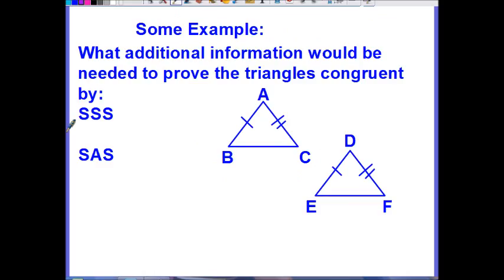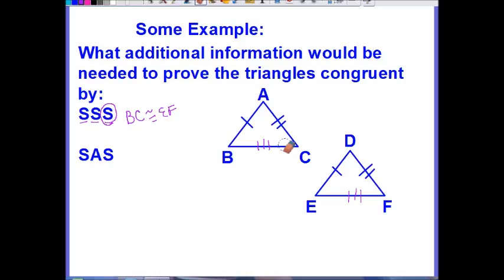So here's some examples. For our first set of examples, we want to know what additional information would be needed to prove the triangles are congruent two different ways. So the first thing that we have is side, side, side. Now for side, side, side, we need to have three congruent sides. Here's one side, here's two sides, and they have matches. What we need here is that third side. So what I would still need in order to prove congruency would be side BC congruent to side EF. And then I would have my three congruent sides.